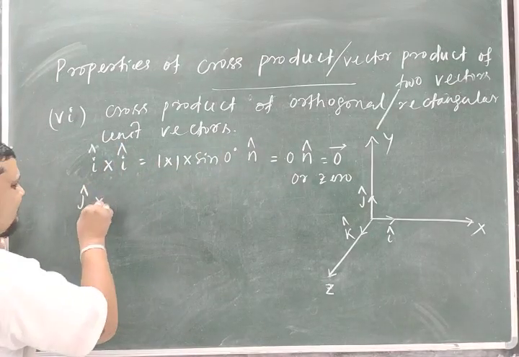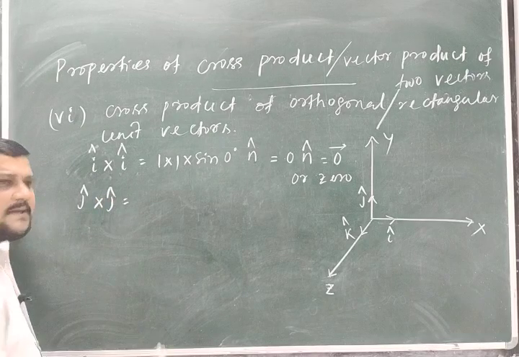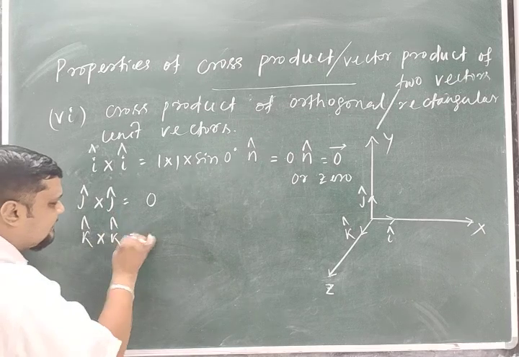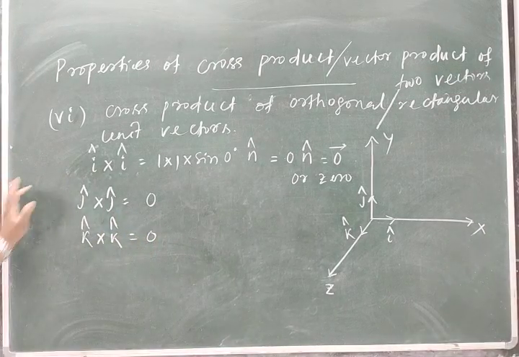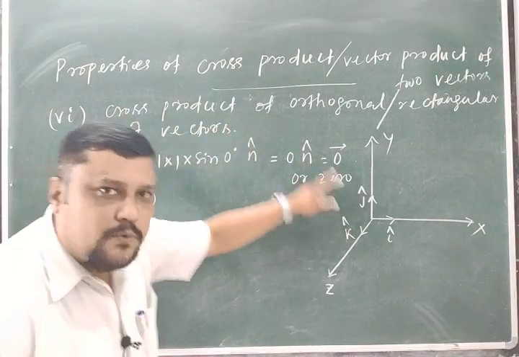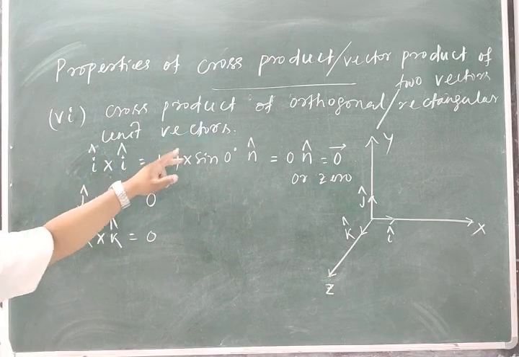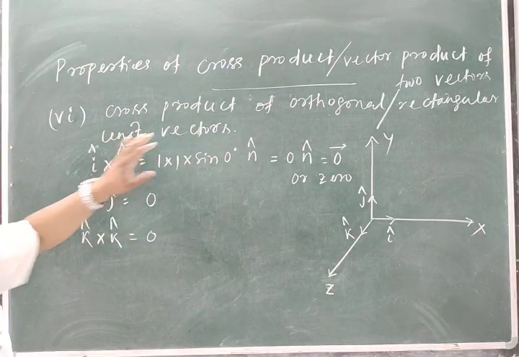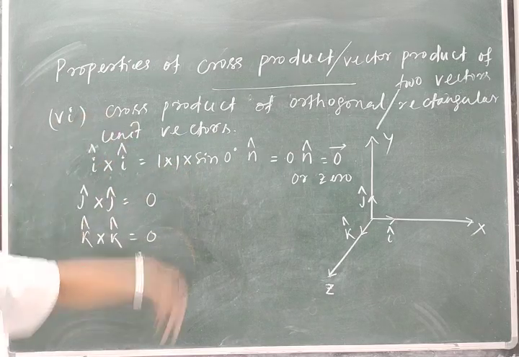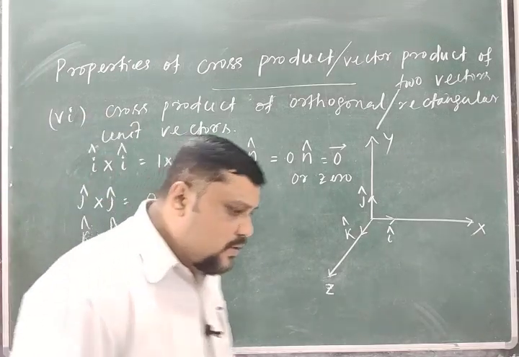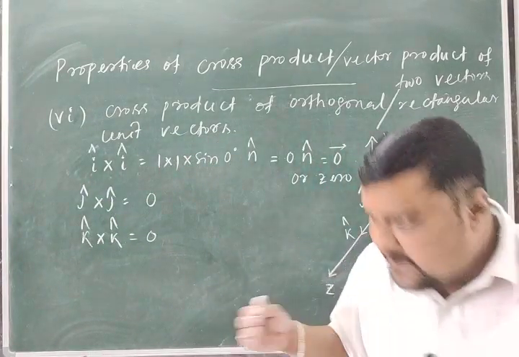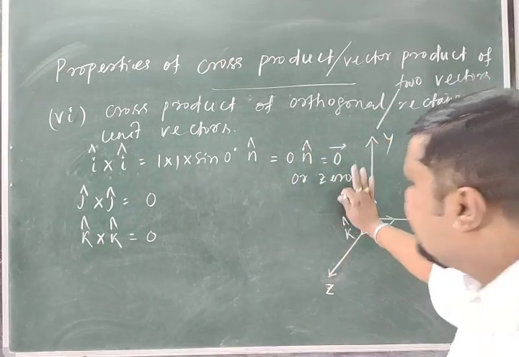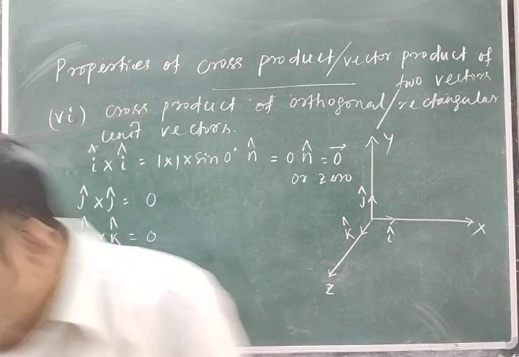Then similarly j cross j is again 0, and k cross k is equal to 0. So what is the conclusion here? The cross product of two equal orthogonal unit vectors is 0. Is that clear?